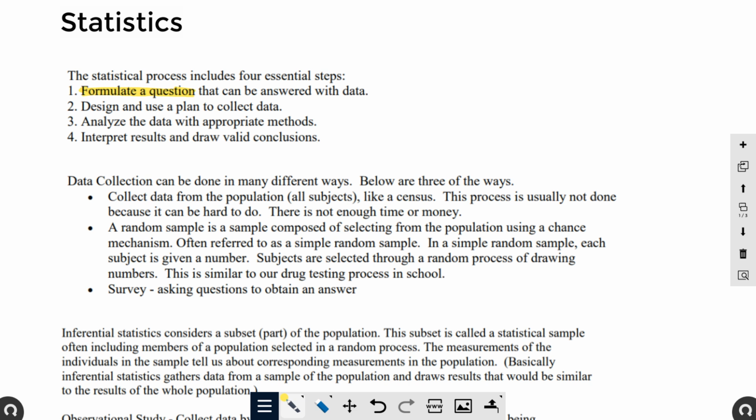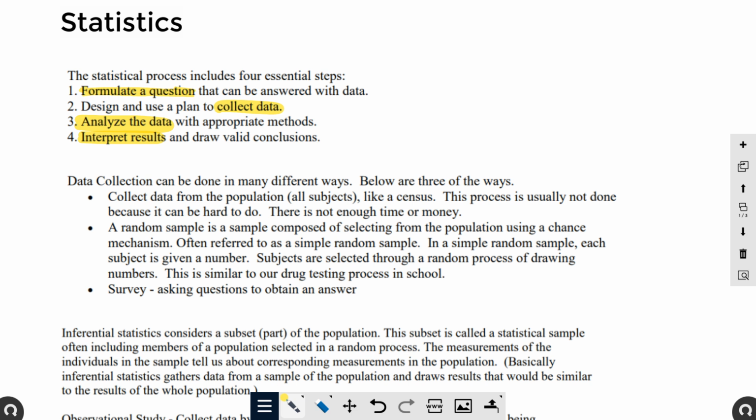The second thing that you do is design and use a plan to collect data. So if we're asking you what's your favorite sport, what you need to do is go around and ask people, right? You need to figure out what people's favorite sport is. The next thing that you do is analyze the data. So the data that you get, especially if you're asking somebody your favorite sport, you're probably looking at what was the most occurring answer or what was the least occurring answer. And then the next thing that you do is you interpret your results and you draw some conclusions. So those are your 4 main steps.